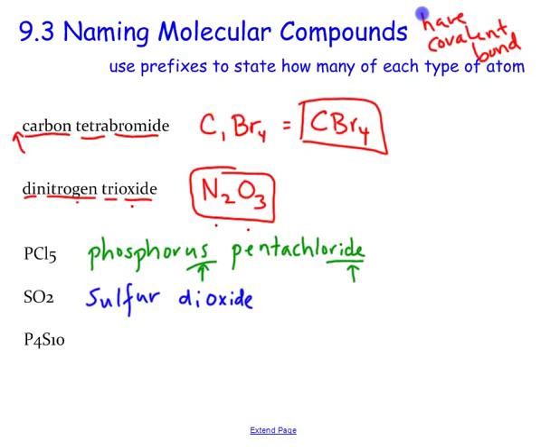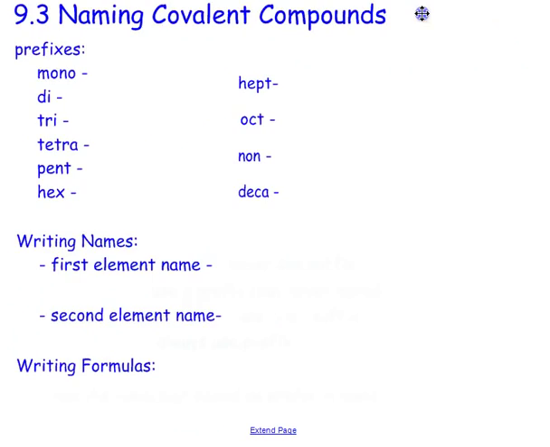P4S10. Okay, here's a compound where we have four of the first element. So here's where we're going to have to put on a prefix. Tetra is the prefix that means four, and it's the element phosphorus. So tetraphosphorus. Notice, no changing the element name. The suffix there stays the same. And then there are 10 sulfurs. So this is deca, and sulfur becomes sulfide. Okay. So it's pretty simple to work through those examples.